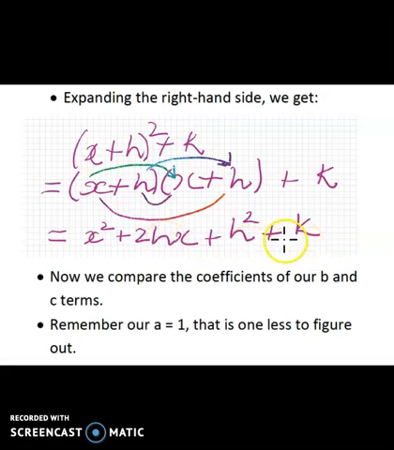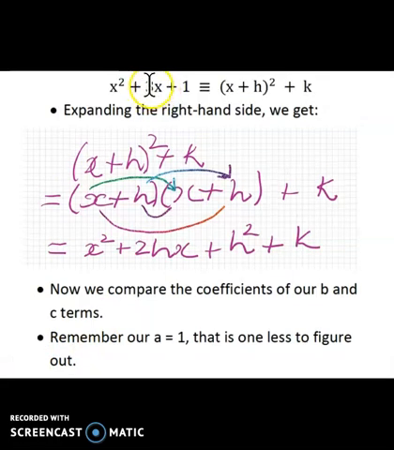Now to get this, we're going to compare the coefficients of the b term and the c term. So we're going to compare the 2hx here with your bx, and compare c with h squared plus k. Let's see how this goes. So we're going to compare this 3 with this 2h here, and compare this 1 with this h squared plus k.